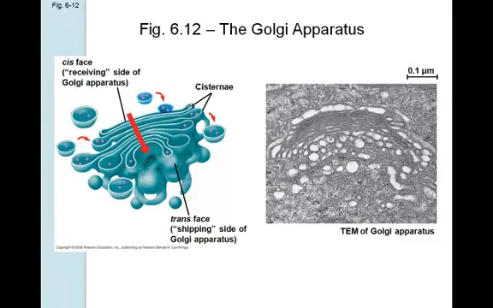This figure shows the Golgi apparatus. The cis face is the side closest to the rough ER and is the receiving side of the Golgi. The trans face is the side closest to the plasma membrane and is the shipping side of the Golgi apparatus.